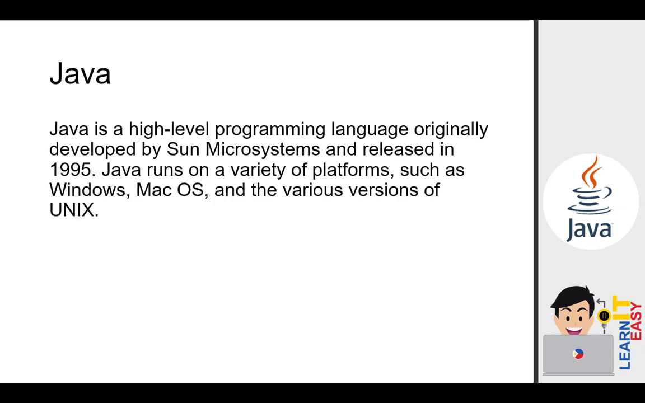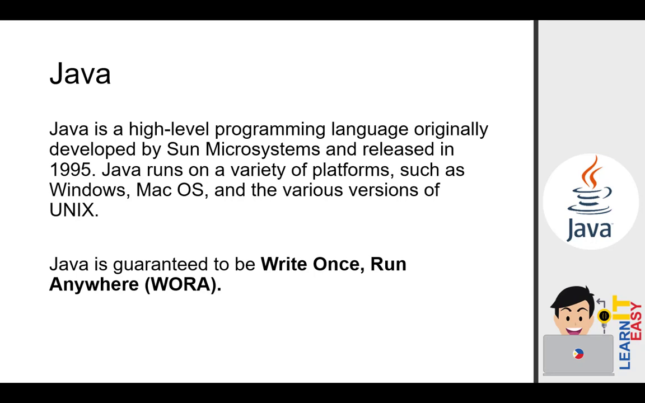What is Java? Java is a high-level programming language originally developed by Sun Microsystems and released in 1995. Java runs on a variety of platforms such as Windows, Mac OS, and the various versions of Unix. Java is guaranteed to be write once, run anywhere, or yung tinatawag nating WORA.